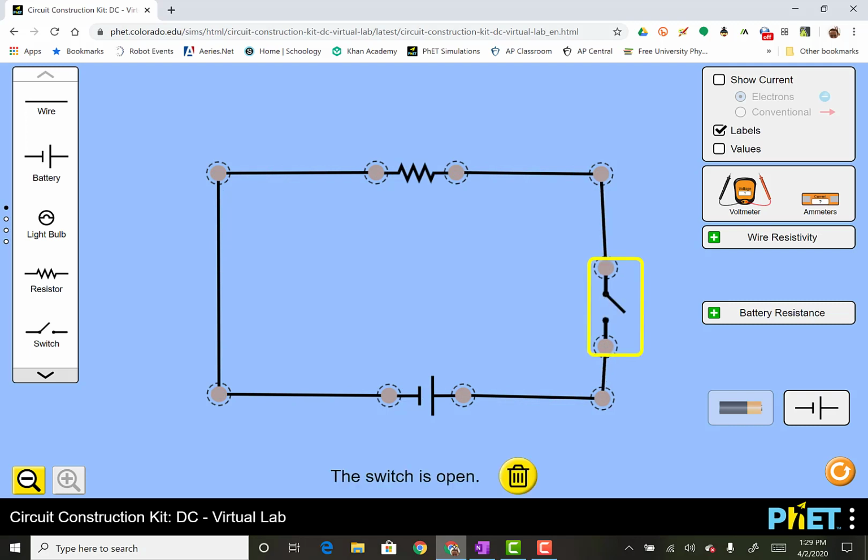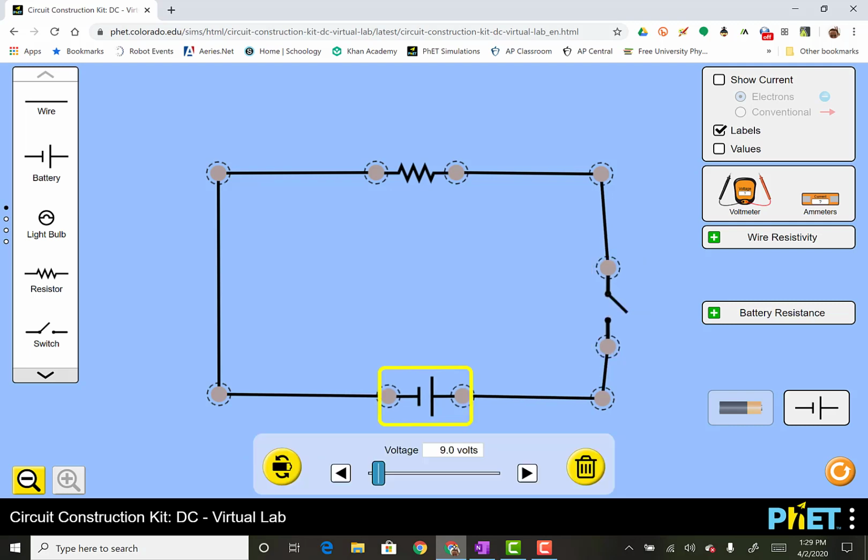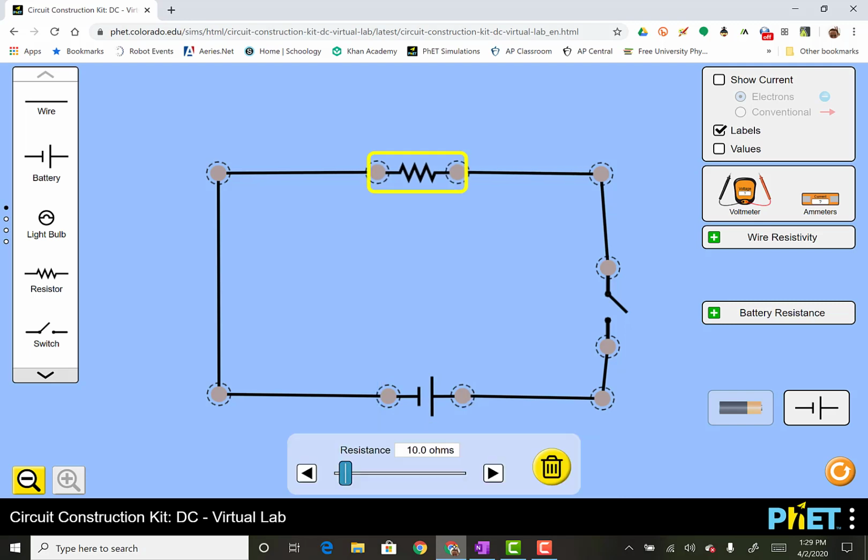So I'll open the switch. There you go. The switch is open. So that's the diagram for a switch. Kind of makes sense. For a battery, it's these two parallel lines. One is greater than the other. The bigger line means it's the positive terminal of the battery. The shorter line is the negative terminal. And then you've also got resistors right there.